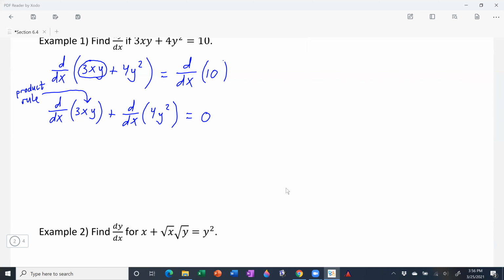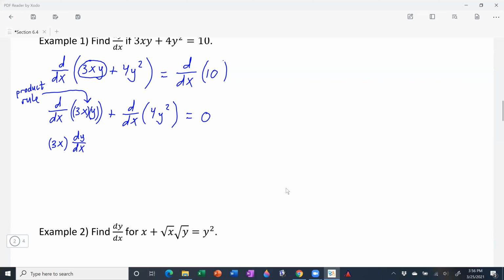Okay, so here we go. The derivative of this, I'm going to pretty much consider the 3x and the y as separate pieces. So product rule, we go first times the derivative of the second. And so the derivative of y with respect to x, that's dy dx.